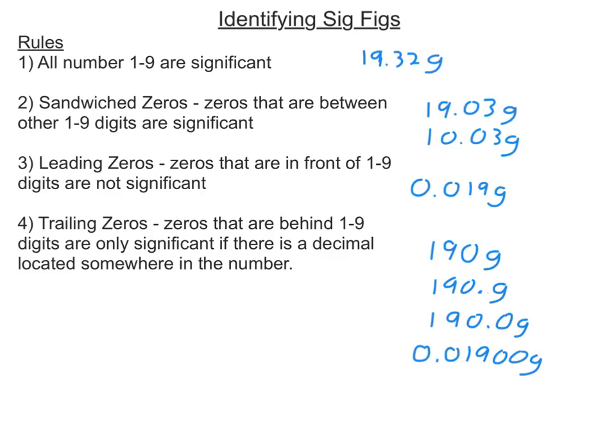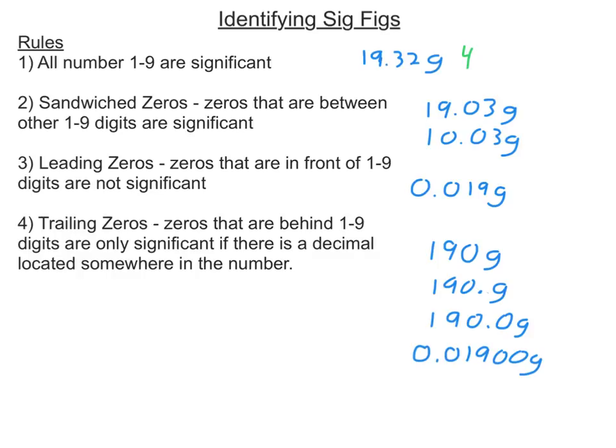Now that we've looked at why we need significant figures, aka measurable figures, let's look at how to identify how many significant figures there are in a number, from a purely mathematical standpoint. We need 4 rules here, and the first one takes care of the vast majority of numbers you will ever encounter. In fact, it takes care of 1 through 9, so 9/10 of them. 1 through 9 are all significant, meaning that 19.32 grams has 4 significant figures.